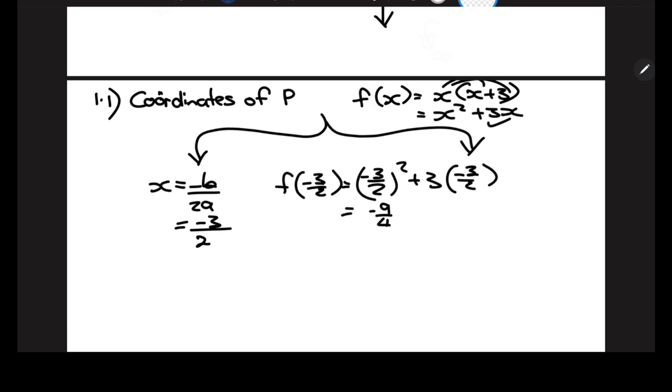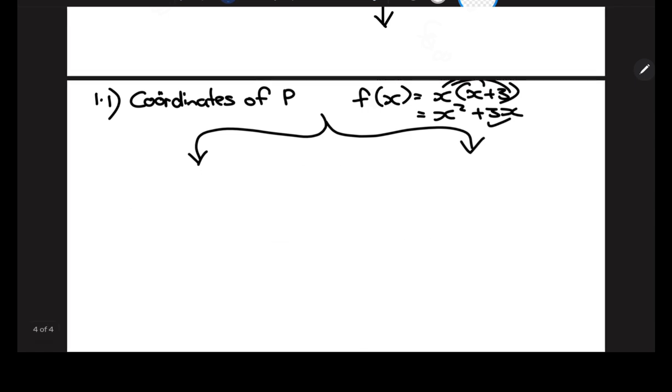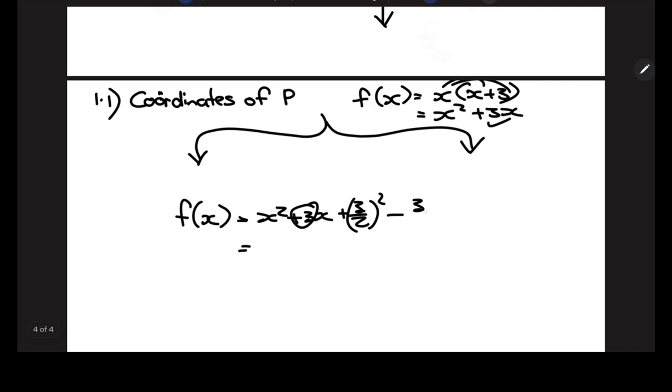The second method I'm going to use is completing the square. I don't know if you can remember that. So let me write down the function. So f of x is x squared plus 3x. Now usually there is some sort of digit on this side. In this case there's nothing. Okay. And how do I complete the square? By taking half of this and squaring it, and then I also have to subtract that half of it, squared.